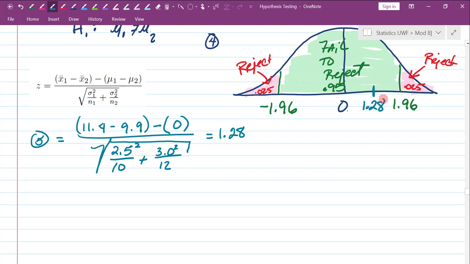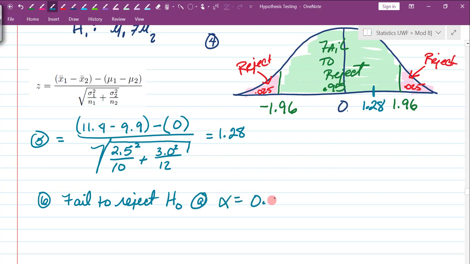So I have it plotted right here, and you can see that I'm in my fail to reject. Part 6 is your conclusion, and I'm going to fail to reject H naught at alpha equal to 0.05. Now I want to state my p-value. We've only done a p-value with a two-tail rejection one other time, so I want to show you again how to make sure you know how to do your p-value.